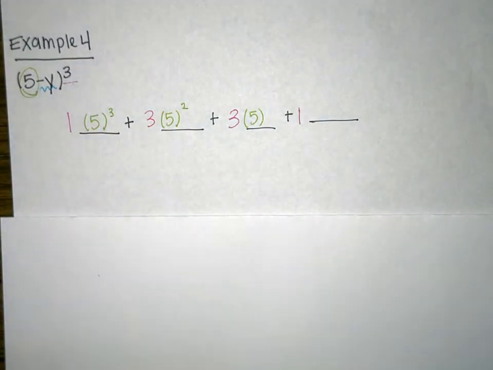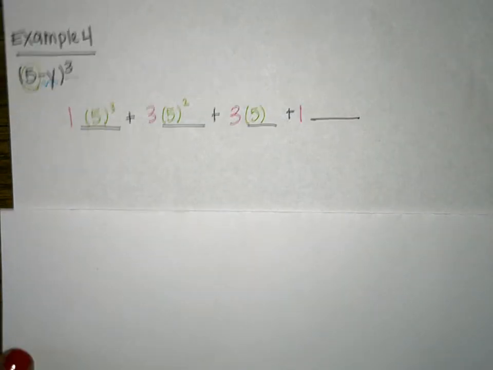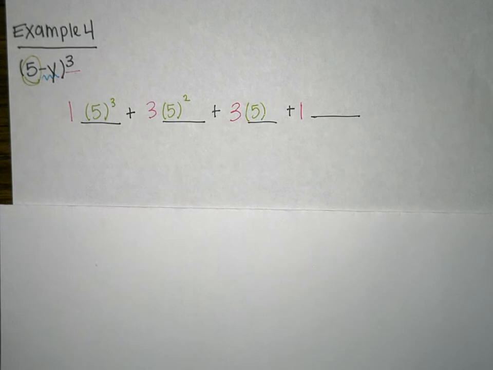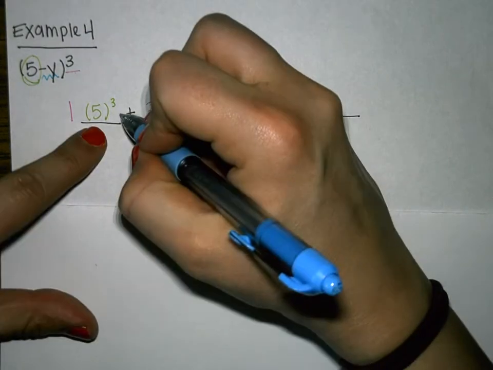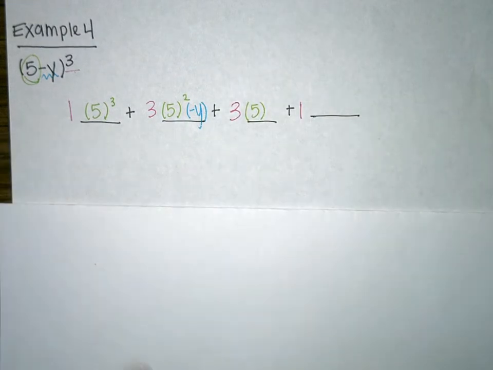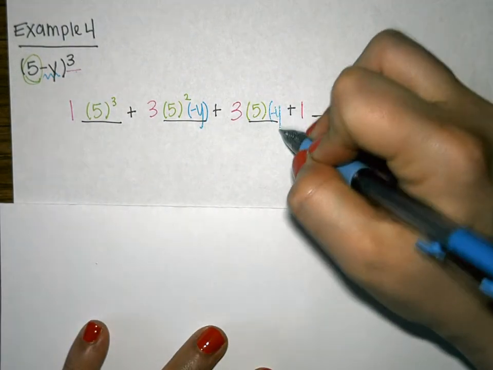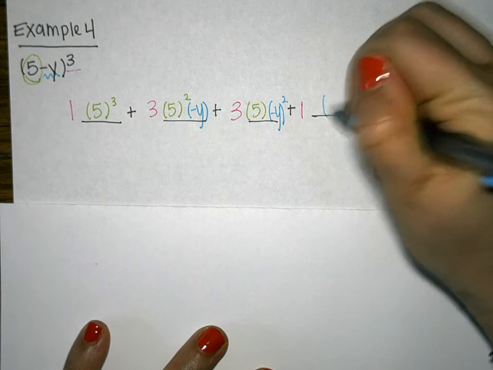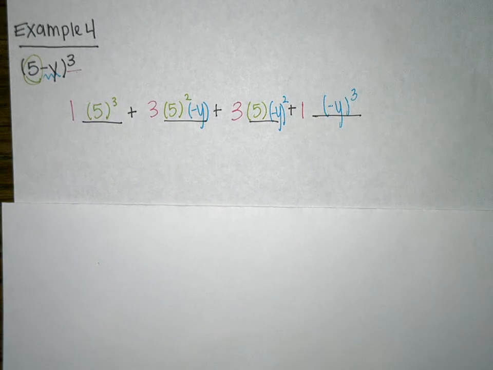My second term is negative y. So when we plug it in, you have to make sure that you're including the negative. So that's going to be negative y to the 0, so we don't have to write it. Negative y to the first, negative y squared, and then negative y to the third.